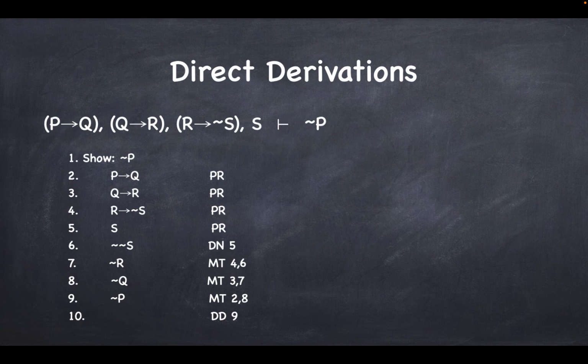And you then skip a line and don't put anything under here. Just leave it blank, and you'll write DD, and then the line number of wherever you reach that conclusion. And here it's line 9, so it's DD9.